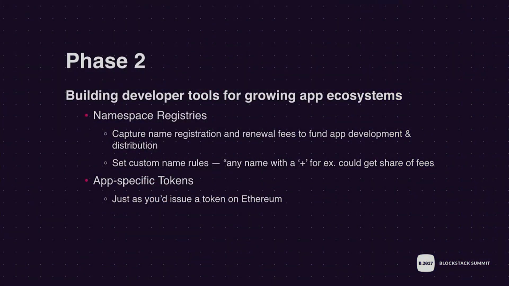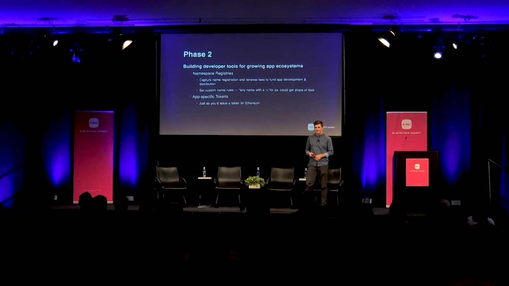So Ryan also spoke about phase two, which is building developer tools for growing app ecosystems. This is bootstrapping networks, right? So you have namespace registries. You can charge for people to buy names in your namespace and then forward those revenues to the actual app developers or marketers or platforms that are driving users to your app. Also, you have app-specific tokens. So just as you'd have a token on Ethereum, you can have a token on Blockstack.